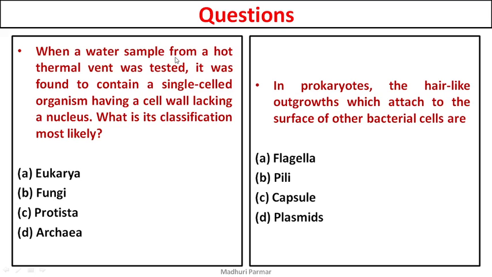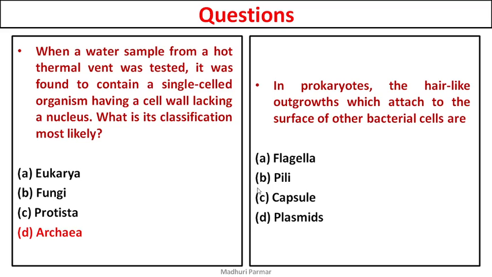When a water sample from a hot thermal vent was isolated, it was found to contain a single-celled organism having a cell wall lacking a nucleus. What is its classification most likely? From the first line itself, you know it is found near hot thermal vent, so it is an extremophile. An example of extremophile is archaea. It is single-celled, again a prokaryote, has a cell wall but does not have a nucleus, so it is definitely archaea.